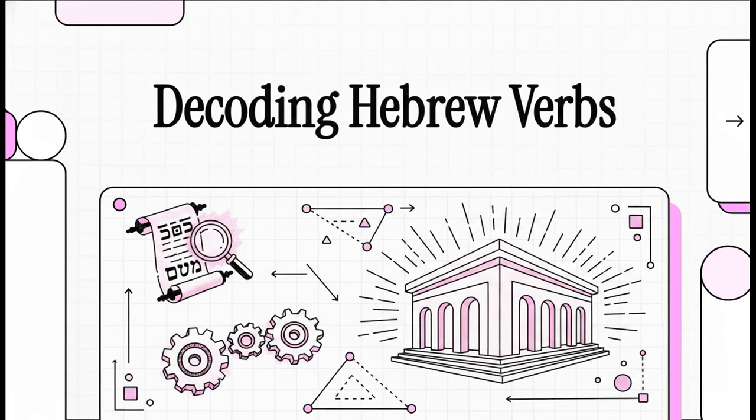You know, whenever people talk about learning a new language, the verb system is usually the thing that completely terrifies them. But in this explainer, we're going to completely flip that script. We are decoding the Hebrew verbal system. And if you've ever felt totally overwhelmed by conjugations before, you're going to love this.